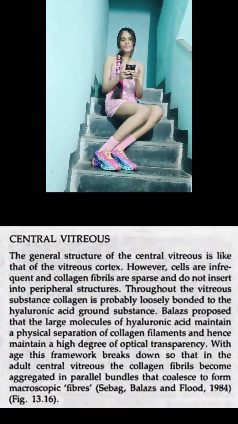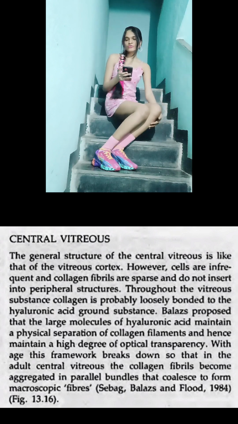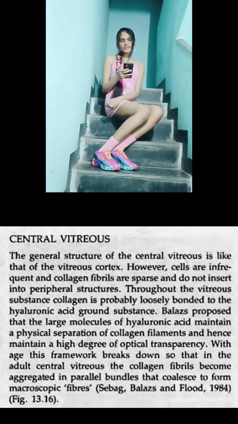Central vitreous. The general structure of the central vitreous is like that of the vitreous cortex. However, cells are infrequent and collagen fibers are sparse and do not insert into peripheral structures. Obviously, this is the central zone. Throughout the vitreous substance, collagen is probably loosely bonded to the hyaluronic acid ground substance. Balazs proposed that the large molecules of hyaluronic acid maintain a physical segregation of collagen filaments and hence maintain a high degree of optical transparency.